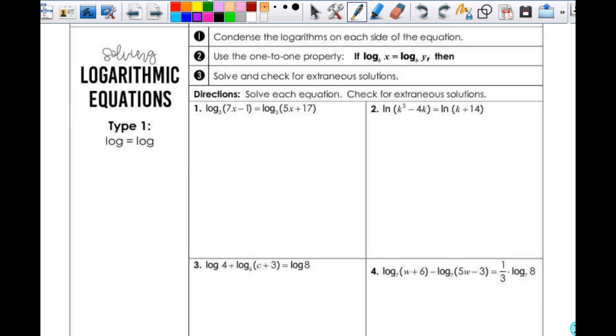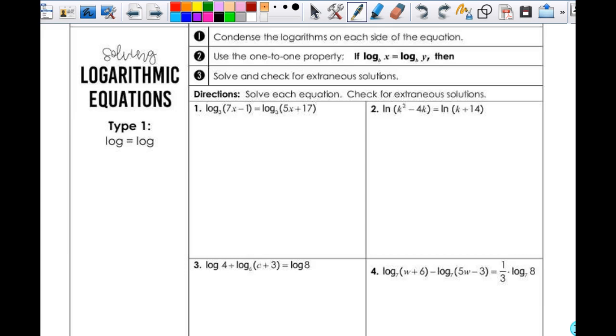So one situation you can find yourself in is to have a log on both sides of the equal sign. So a log equals a log, and they would have to have the same base in this situation. So when that happens, we have to condense the logs on each side, which is something that we were not very good at on our test. But we have to be able to condense them appropriately.